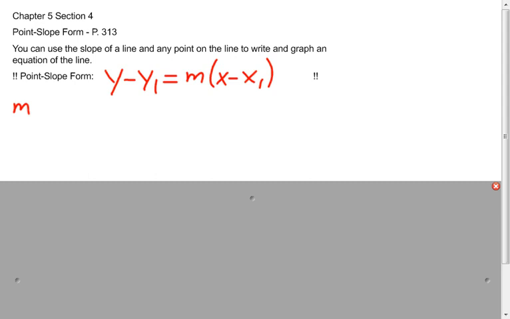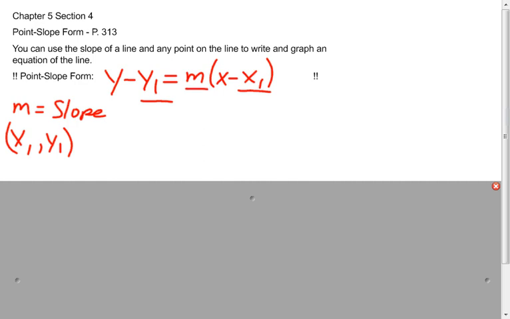M is still slope. x1, y1 is an ordered pair or a point that they give you. So if they give you a point, you're going to plug numbers in for y1 and x1. Okay. We already talked about slope.